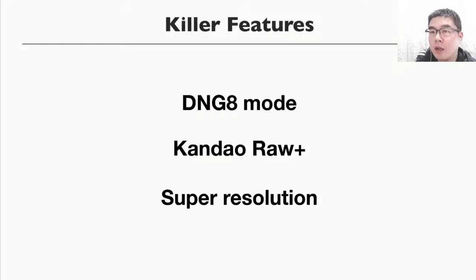Okay, so next, some of the killer features, which many of the reviewers have told you: the Canon QooCam has the DNG8 mode, Canon RAW Plus, and the super resolution. These three killer features were mentioned in our last webinar. So you can turn to the last webinar to get to know what a killer feature is and how to use them in your shooting, right?